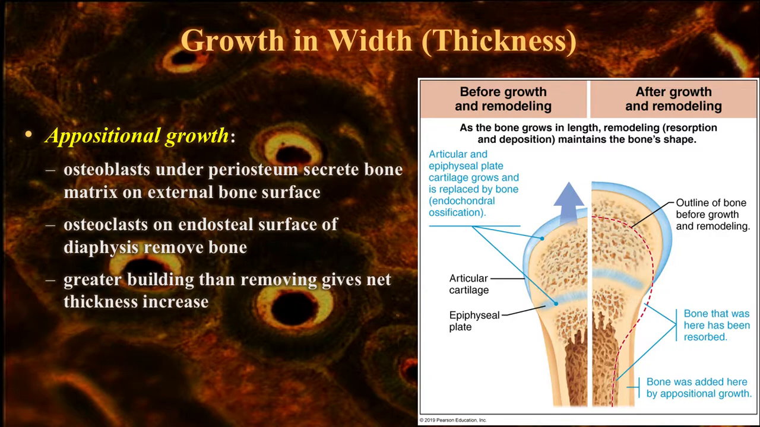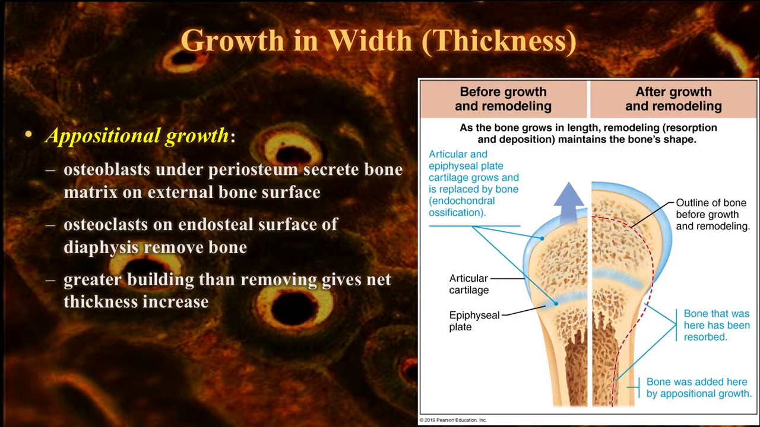Okay. So that's growth in length. But we also have growth in width. So our bones are wider now than they were when you started out as a baby. Okay, because your legs are bigger, your arms are bigger, you need bigger bones. So the bone can also grow in appositional growth. Remember, that's adding to the girth, to the outside of it.